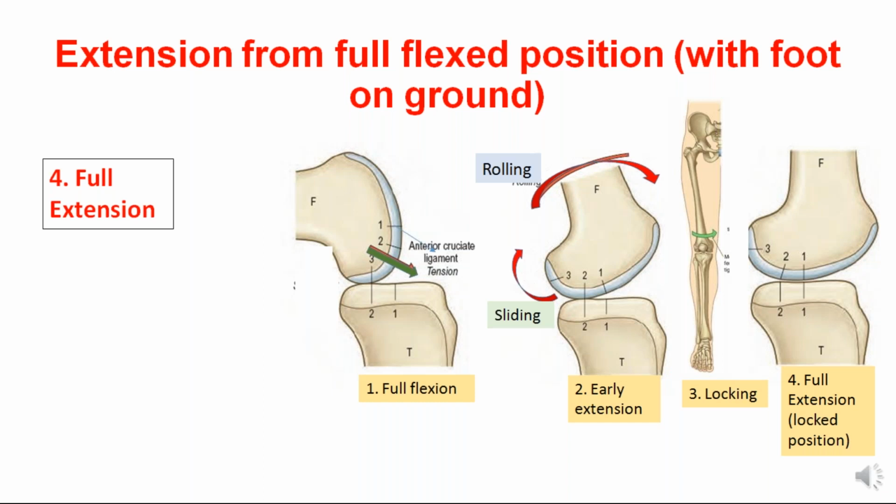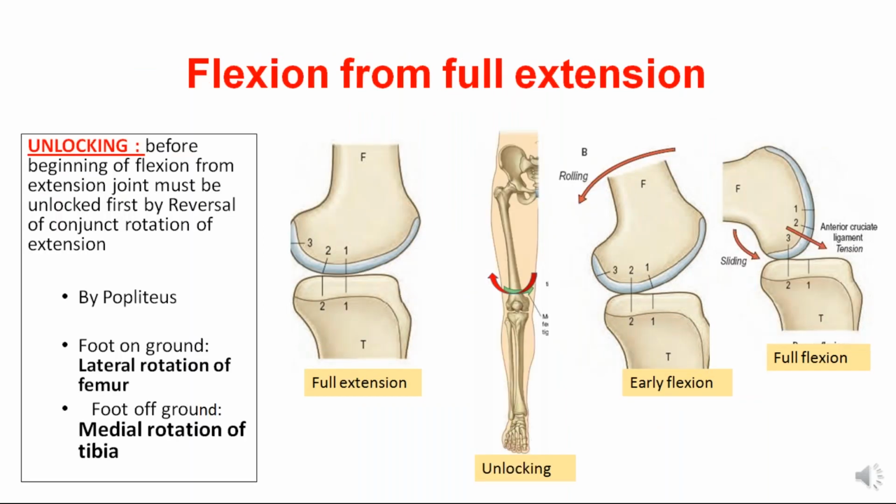After finishing the process of extension from a full flexed position, now let's see what happens when there is flexion from the full extended position. When you are standing, the knee joints are in which position? They are in the locked position, that is the close-packed position. So when a person is standing and starts flexing the knee joint from the standing posture, that is flexion from the full extension position, which means flexion from the locked position.